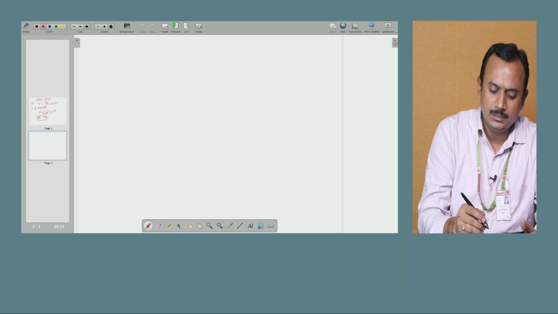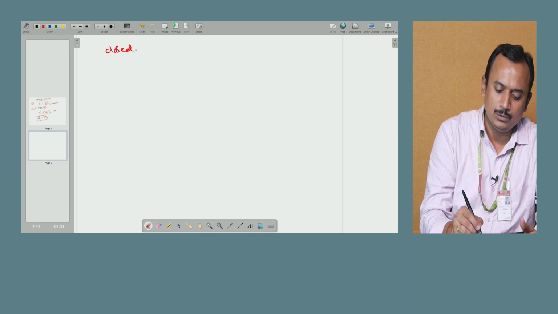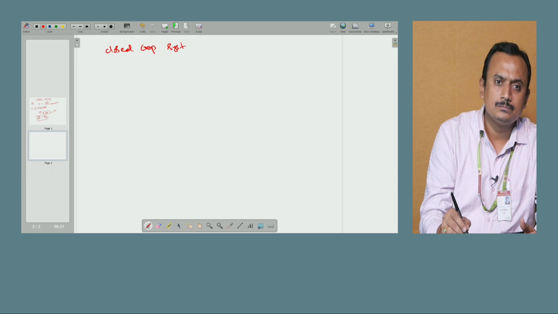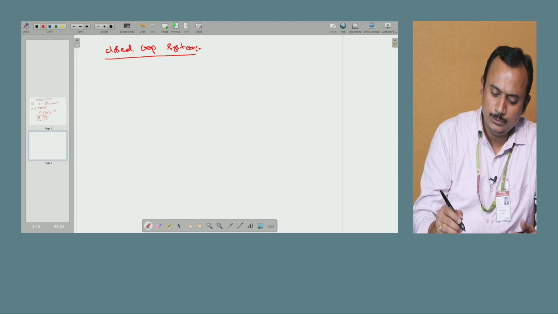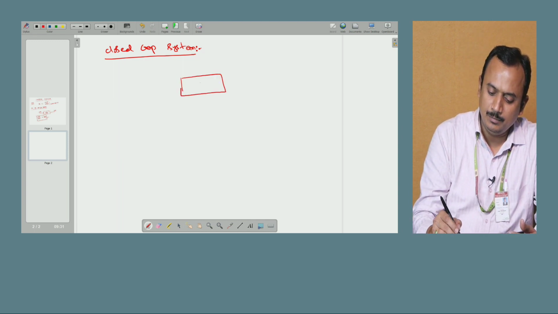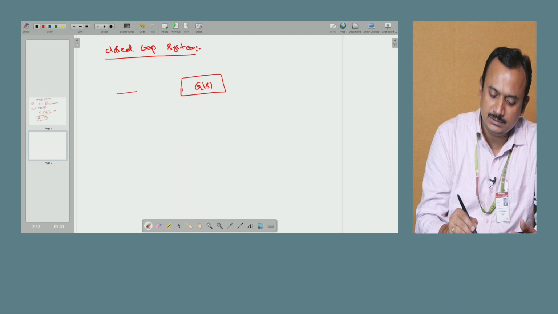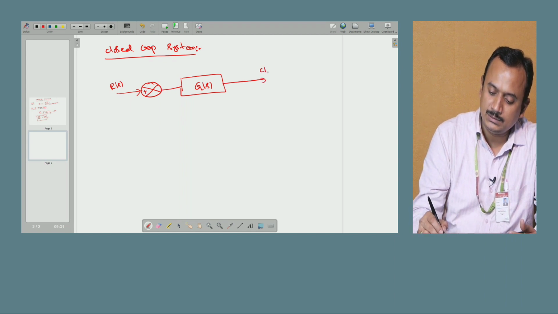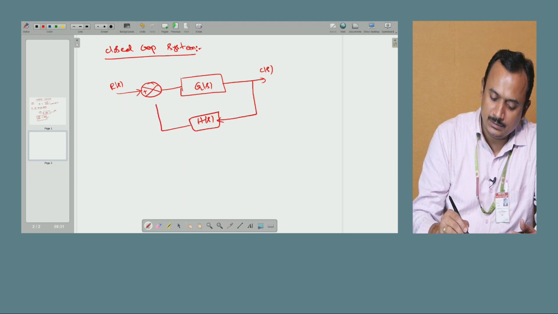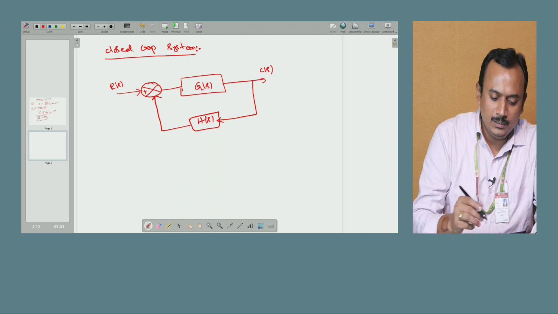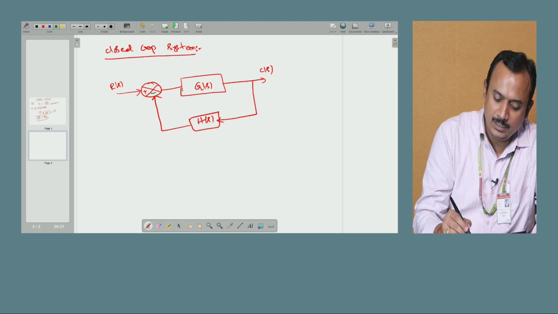Let us see the transfer function for a closed loop system. A closed loop system, we all know, has a feedback. So initially the system is G of S, you have the input R of S, and the output is C of S, and we have a feedback. Let us say that the feedback element is H of S, and that is connected to the input. And here for the explanation purpose, I am considering a negative feedback system.